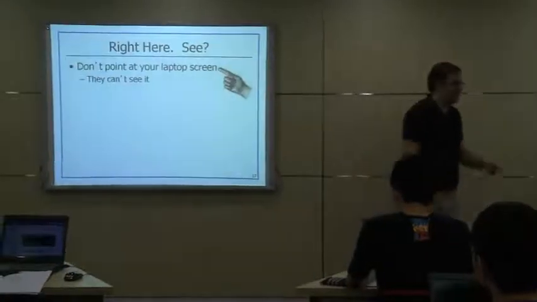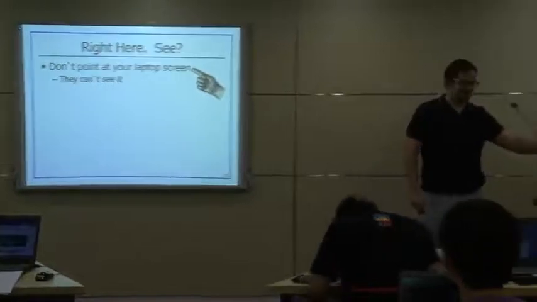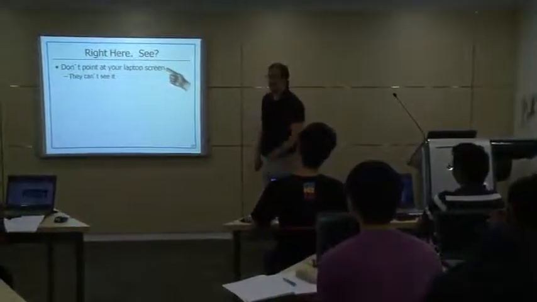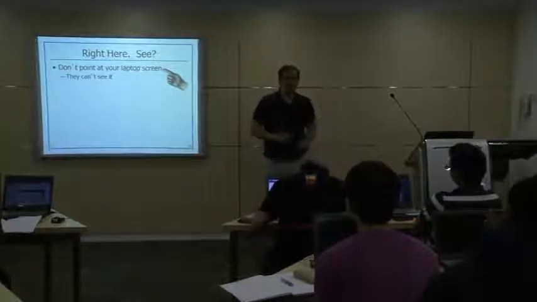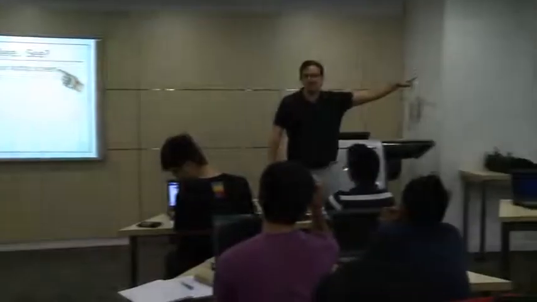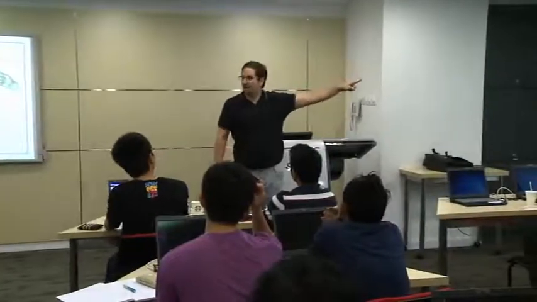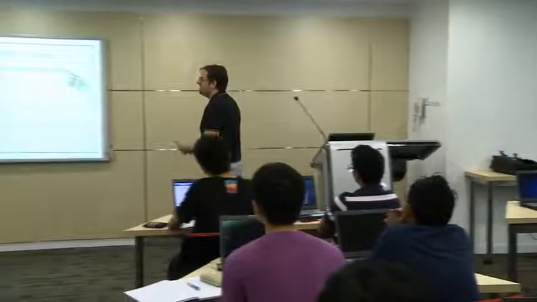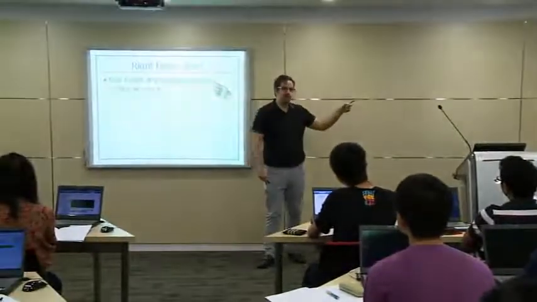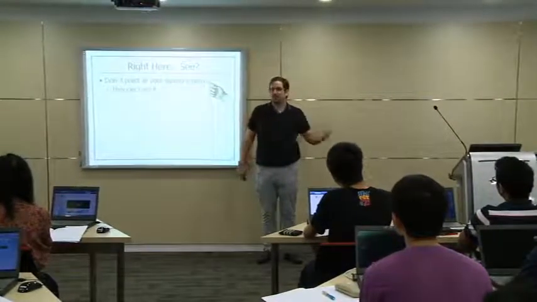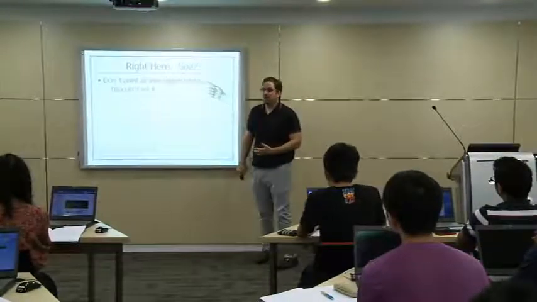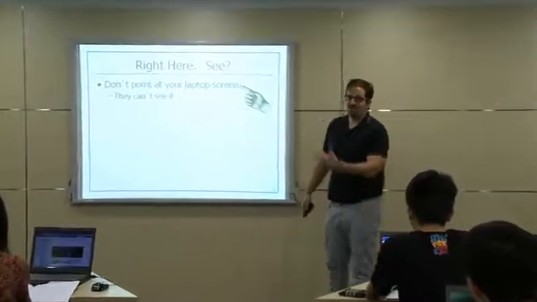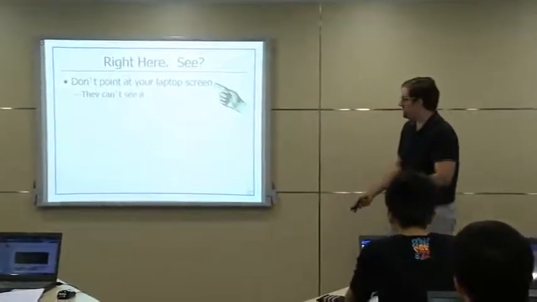So, see this thing right here? Don't point at your screen. They can't see it. And in big rooms, when you have multiple screens, don't do this. Say, oh yeah, see it right here? Half your audience can't see that. When you have 3 screens, some people are going to be looking at different screens. So if you want to point out something, describe it. Don't just point and say this right here.